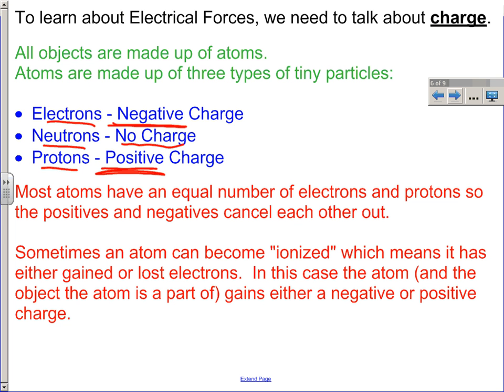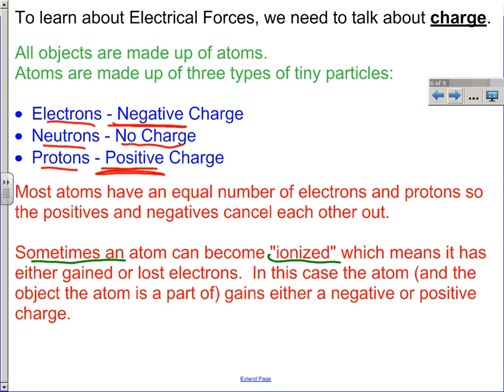Now, it turns out that most atoms have an equal number of electrons and protons, and as a result, the amount of positive from the protons and the negatives from the electrons cancel each other out. So most atoms don't have any sort of overall charge. However, sometimes an atom can become what's called ionized. You don't necessarily need to know that word, but that means that it has either gained or lost electrons.